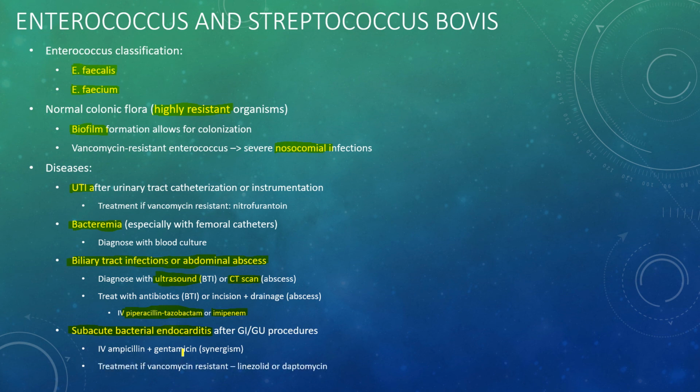And if it's vancomycin resistant, what are you going to do? Linezolid or daptomycin. So those are going to be useful if they're vancomycin resistant because they don't have the same mechanism of action but are still as powerful.